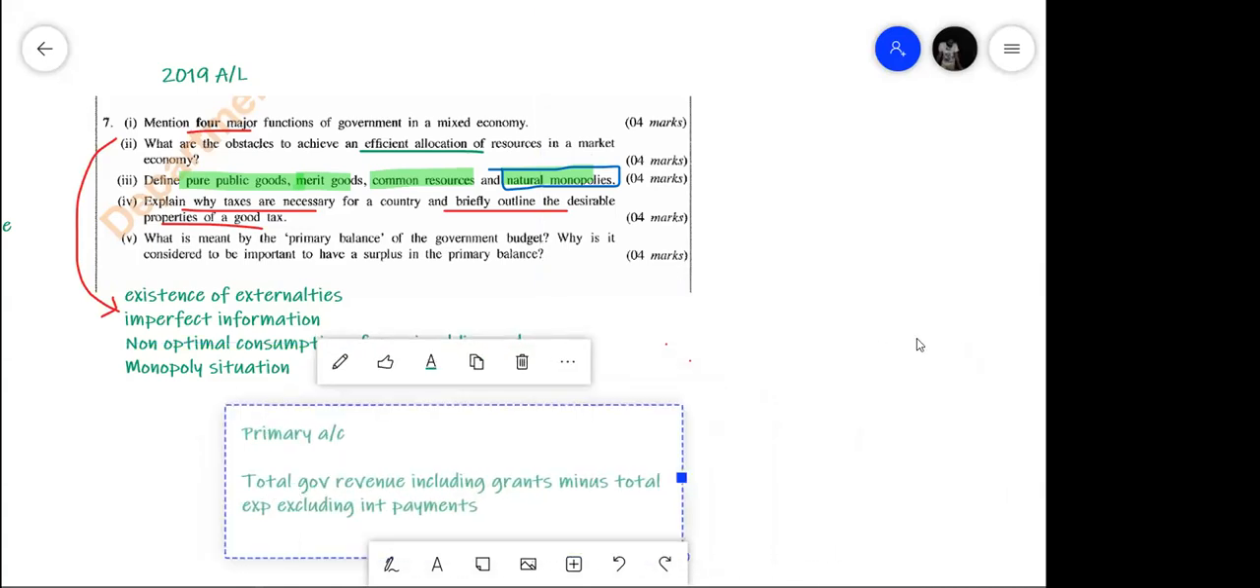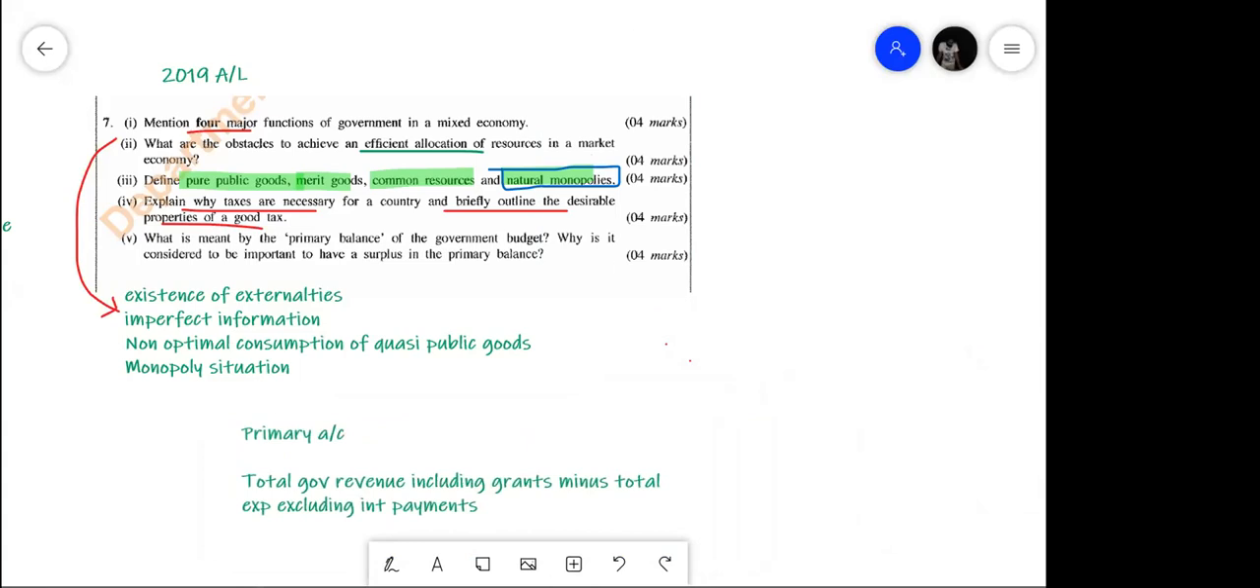That's 2019. Then we have one last paper. I think I should be able to finish it off. The 2020 paper. Hold on. If you look at the 2020 paper, how was the 2020 question? Was it easy, hard? I think 2020 was a very easy question, no?